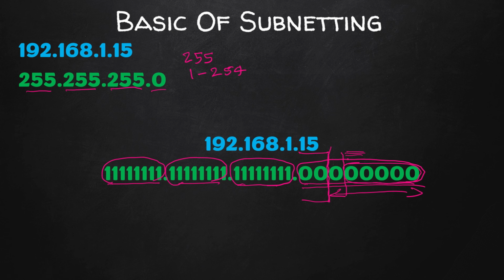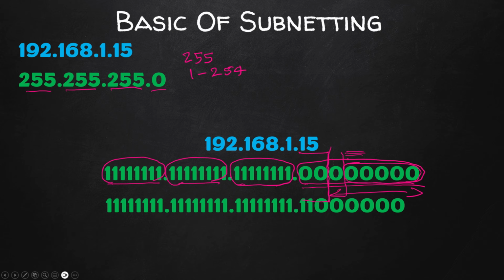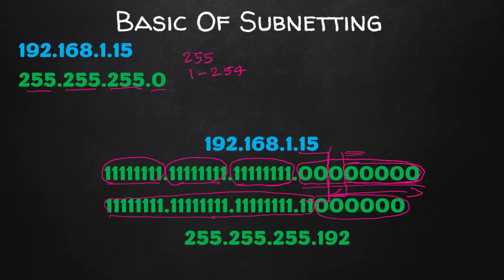So here I can rewrite the subnet mask again as follows. As I mentioned, 2 bits I have sacrificed and donated to the network part. So all this part is indicating your network and this part indicates your host. So you can write your new subnet mask as 255.255.255.192. As you can see here, before it was 0 and now it is 192. So this is your new subnet mask.